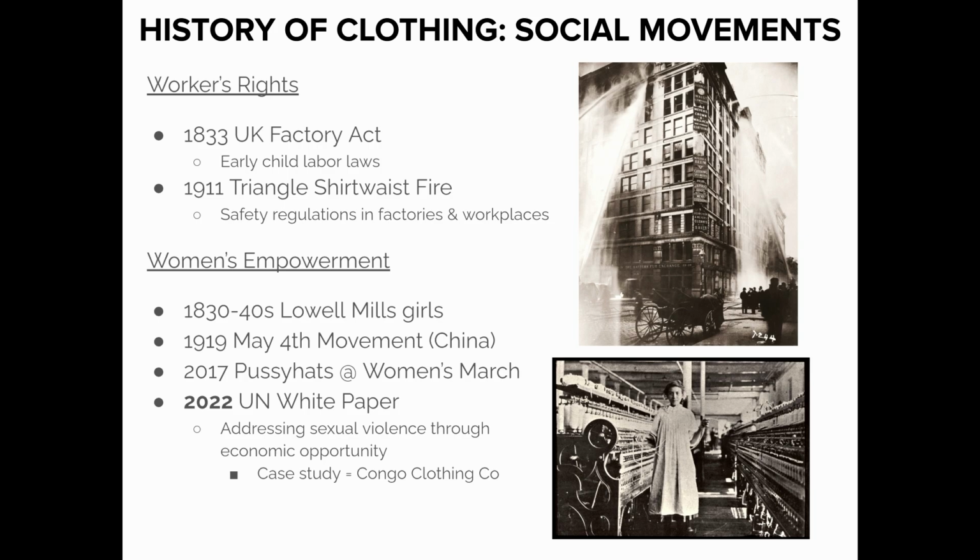In 1919, we get the May 4th movement in China, where the Qi Pao I was talking about starts coming into play, where women started deciding what they wanted to wear themselves and creating a new subset of dress because it's something they wanted to use to express themselves in response to a very strict and oppressive government.